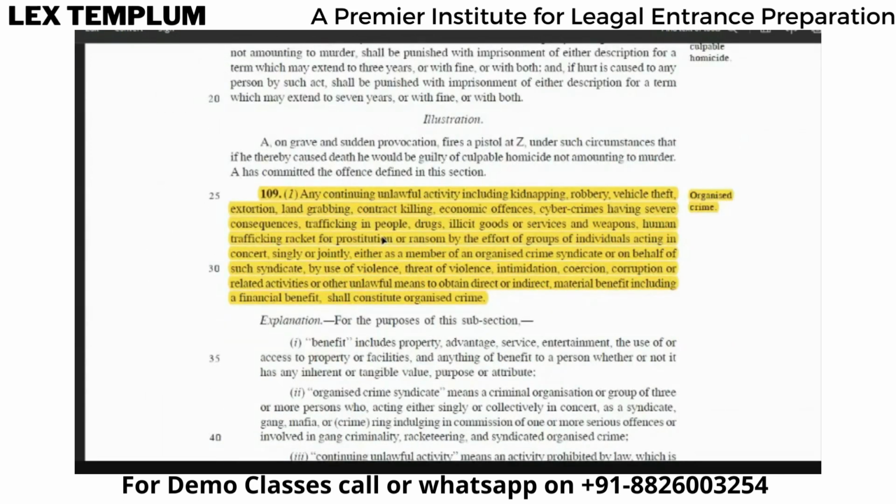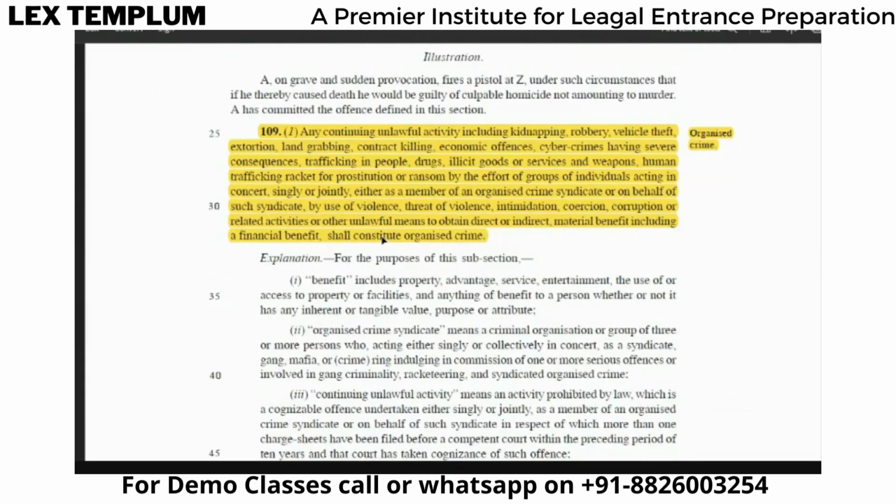Yes. Now comes the important part again. Organized crime is something which is included for the first time in IPC. I'll read what is organized crime for you. Any continuing unlawful activity. First thing, it is a continuing activity, meaning organized crime spans over a period of time.